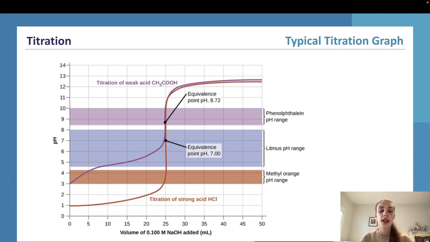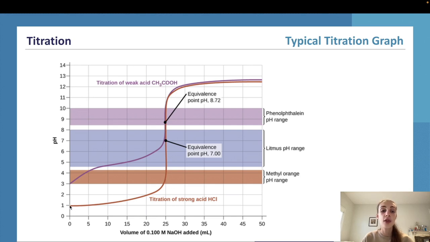So this is what a typical titration graph will look like. So with this one here, if we're looking at the red line, we're considering a titration of a strong acid. And we're considering what happens with a strong acid if we were to add sodium hydroxide. And so you may not remember, but we said before that sodium hydroxide is what we consider to be a strong base.